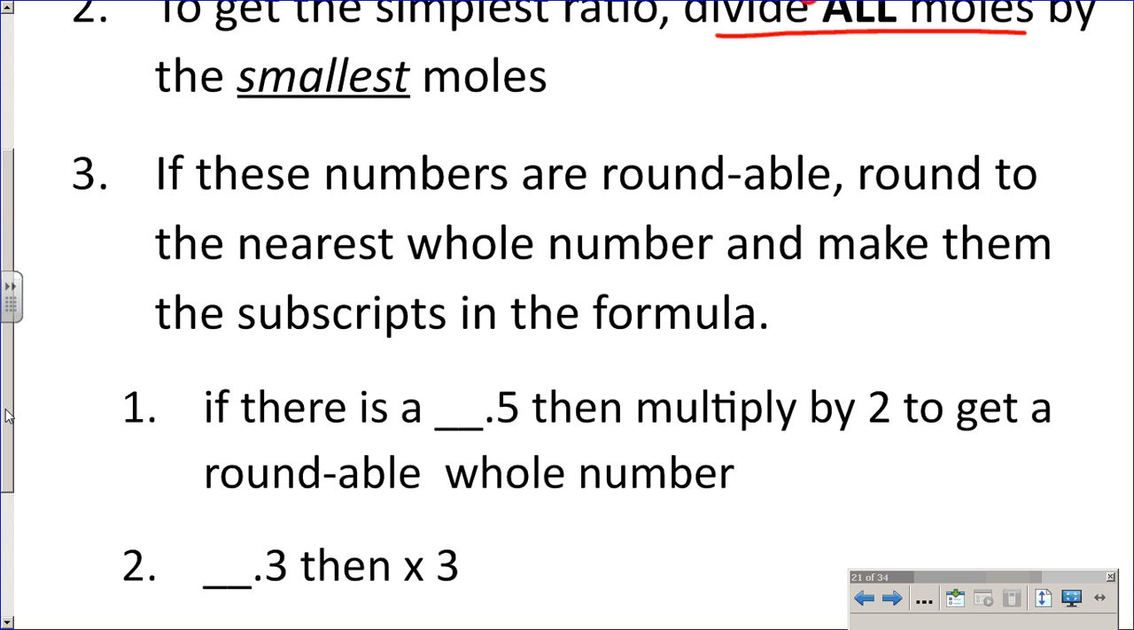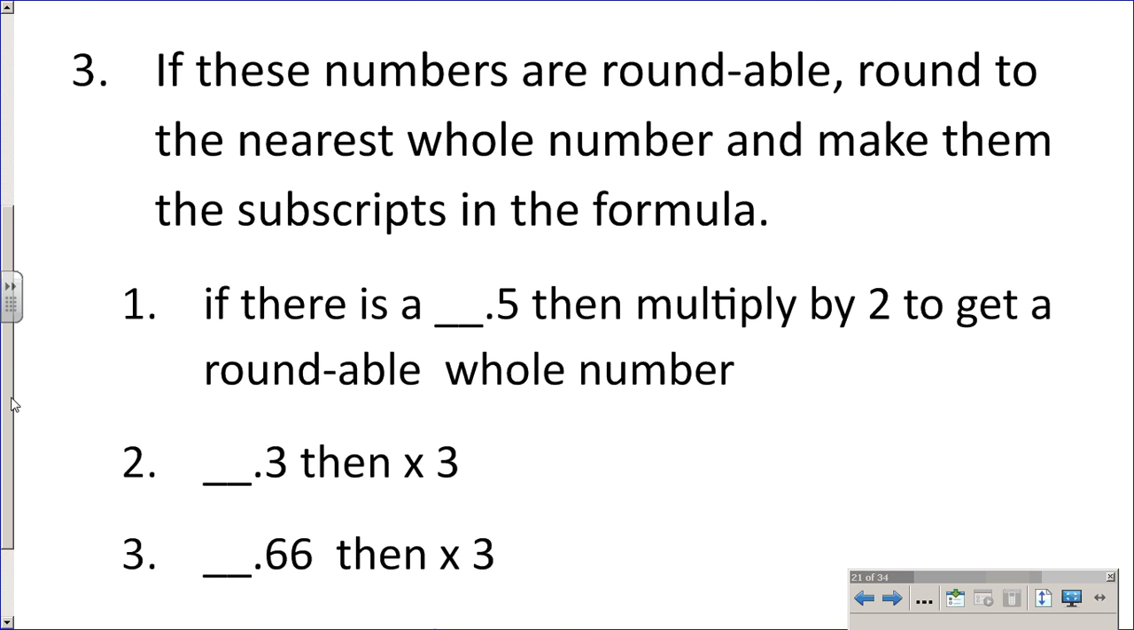If they're not exactly a full integer, then you have to round them. How do you know if it's roundable? There are some rules to rounding, okay? If it's 0.2 or lower, like 1.2, round that down to 1. If it's 0.8 and higher, let's say 1.8, round that up to 2. Those are roundable numbers. But then you've got that wiggle room in the middle. You're like, well, what do I do?